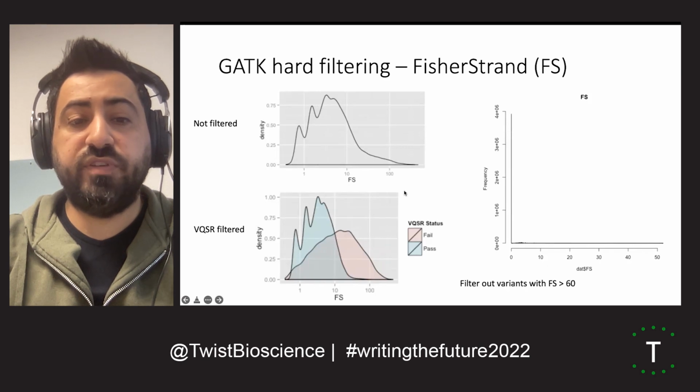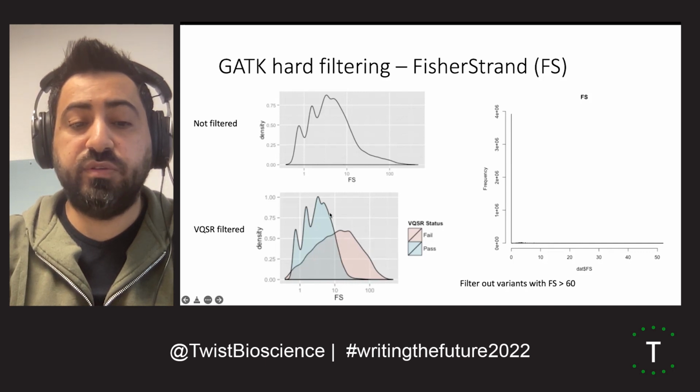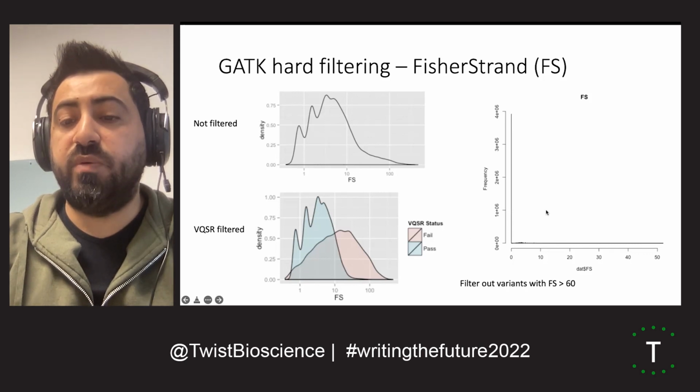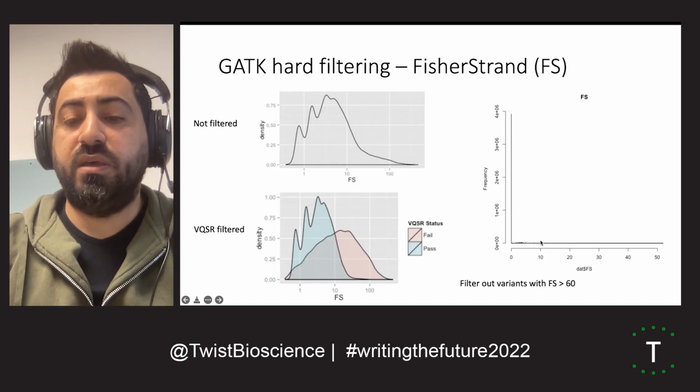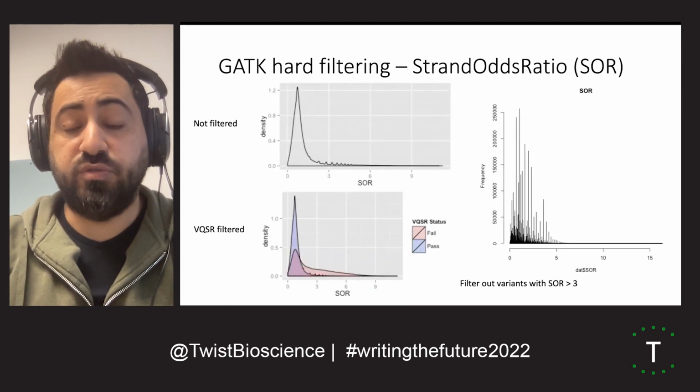Then I looked at the Fisher strand, and the same. The red here is the bad reads that need to be removed, and this is the good reads that need to be kept. Here they have a filter of FS greater than 60. They will remove a large part of the bad reads, but they will not affect their good reads. When I wanted to do the same thing, my x-axis doesn't even reach 60. So this is something else that made me think there is something that I need to change.